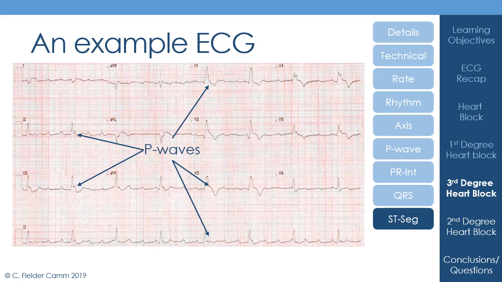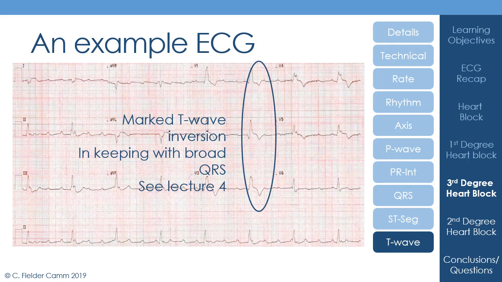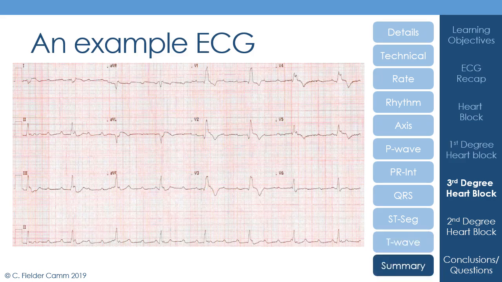And remember from last lecture, bundle branch blocks, which are essentially what you're seeing in some form with this broad QRS complex, are causes for non-ischemic ST segment changes as well. T waves, well, there's quite significant T wave inversion in keeping with that broad QRS complex, and we'll talk about that in more detail in lecture 4.